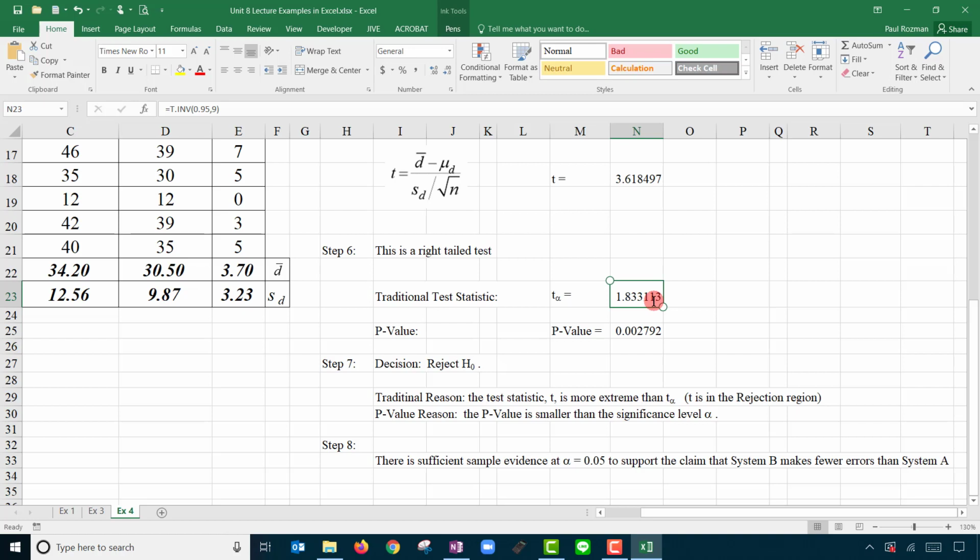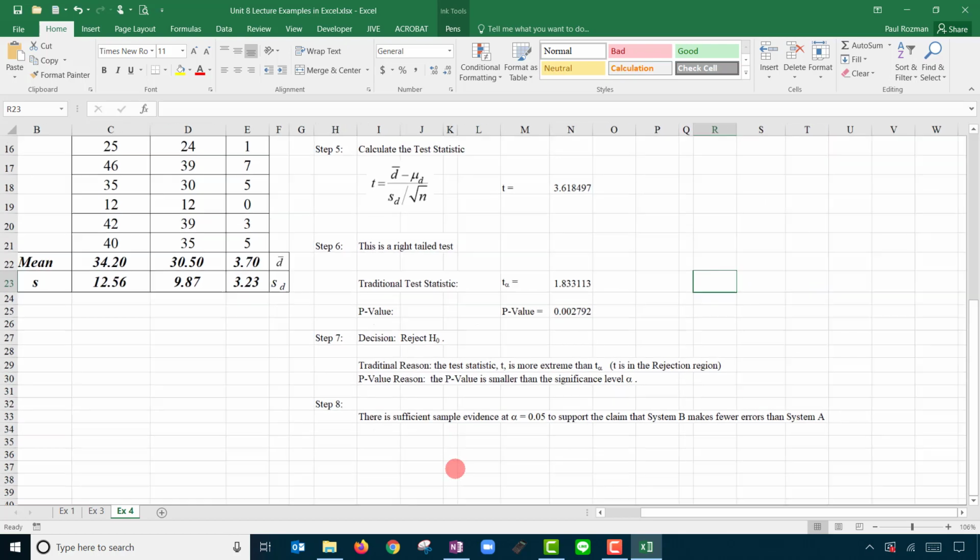The p-value for the test is just the area to the right of our test statistic. And there is a function called t.dist.right. So I was able to go to the right of this value with 9 degrees of freedom. And you'll see the p-value is pretty small. It's smaller than alpha. So we come up with the same conclusion here. Reject the null hypothesis. Same conclusion.